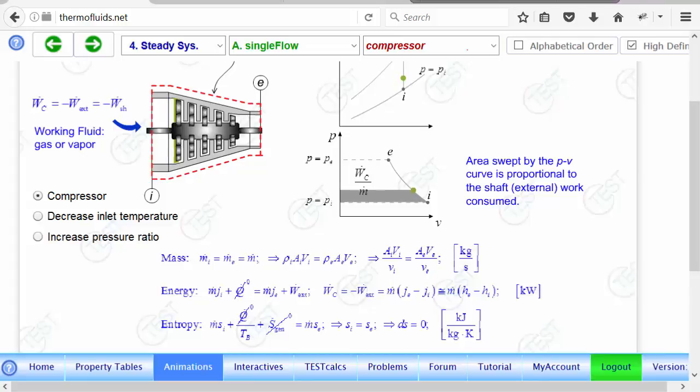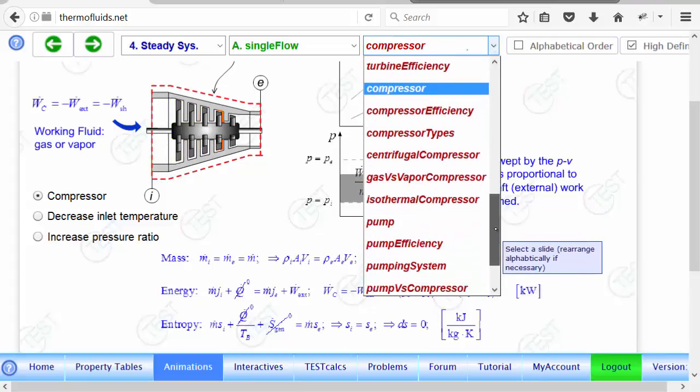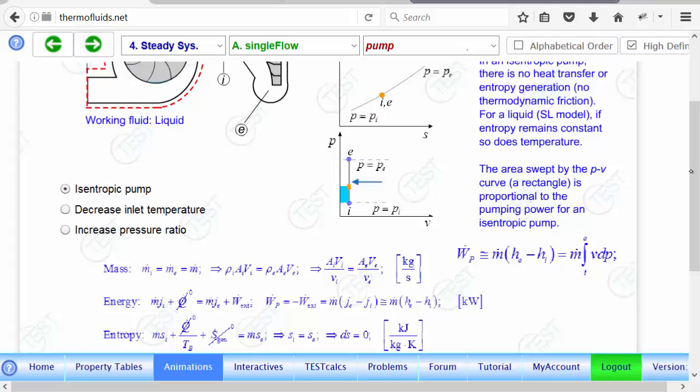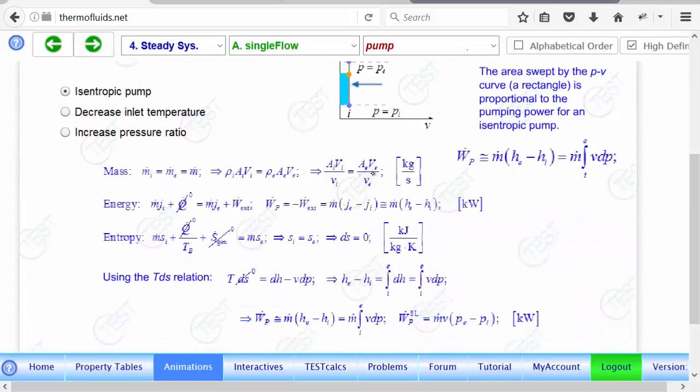If you go for a pump, it will be very similar, because if you think about it, a compressor and a pump, as far as the governing equations are concerned, are no different. Again, this is our mass equation. What goes in comes out. And in the energy equation, the external work obviously will be negative, because pumping power is going into the system, just like a compressor. So W dot P is given by the enthalpy difference times the mass flow rate. And if it is adiabatic and frictionless, as you can see, the pump also can be isentropic.